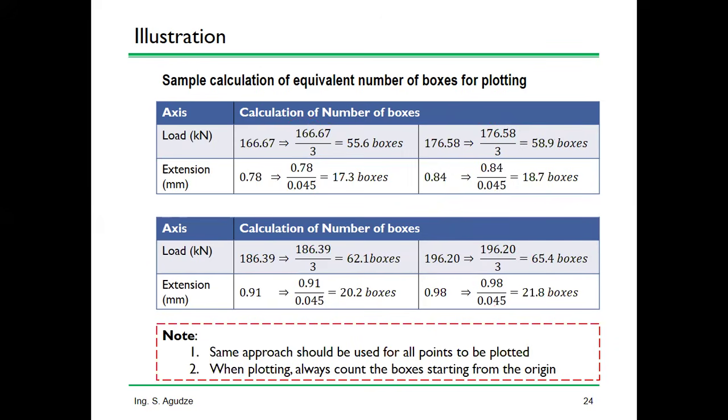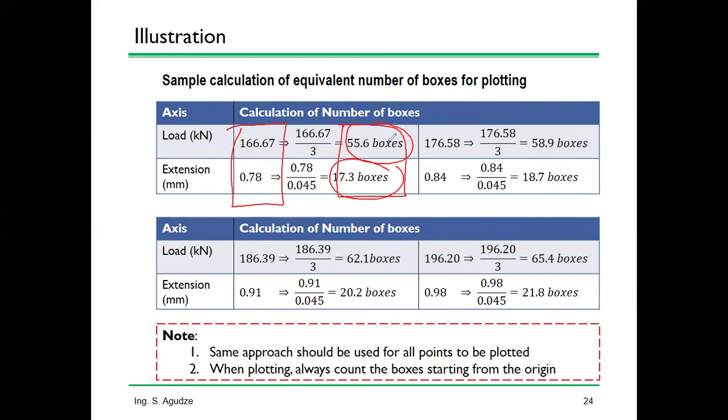So all that I'm trying to illustrate to you is that you take each of these values and divide by the equivalent value of a box. Now, when you do this, remember that when you are plotting, you'll be plotting this and this to represent this value. You no more plot this directly. You are going to plot this one and this.